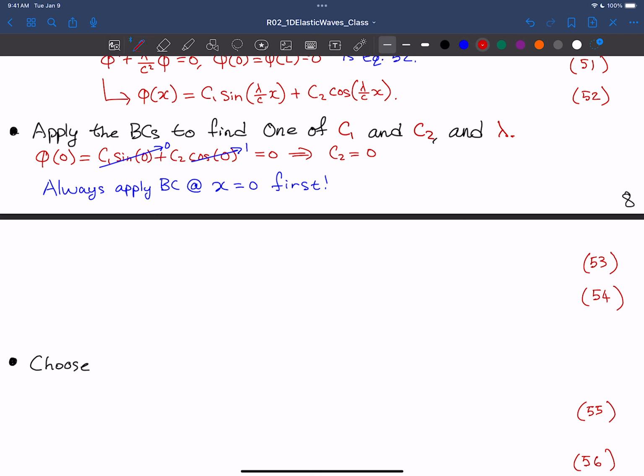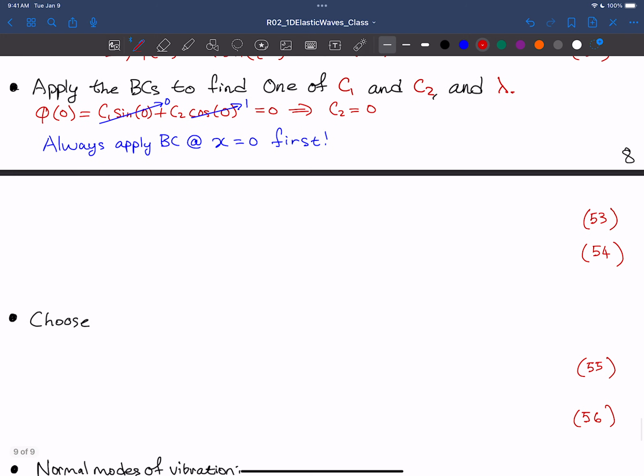Okay, so we now have found that c2 is equal to 0, and that then tells us that phi of x is only going to be equal to c1 times the sine of lambda over c x. And you see we've now lost that cosine term, which greatly simplifies the derivative at L. Okay, so now we're going to apply the next boundary condition, which is phi of L is equal to 0, which is equal to c1 times the sine of lambda over c L. And in this case, we cannot eliminate that sine term.